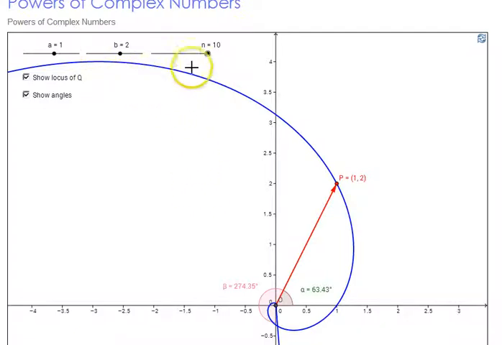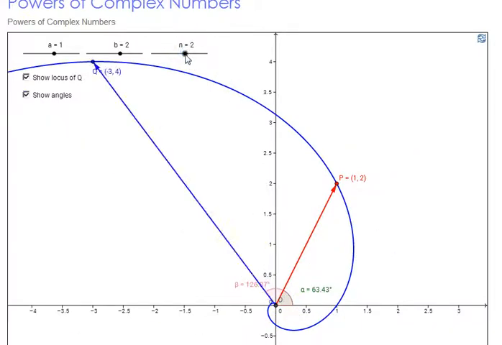So you can see here, for example, if I put n equal to 2, if the magnitude of the original complex number is root 5, then the square of that is 5. We should see with n equal to 2 that the magnitude of q is 5. So let's test that. Okay, so there it is. You can see q is the point minus 3 comma 4, and 3 squared plus 4 squared is 25. Take the square root of that, you get 5. Is that okay?